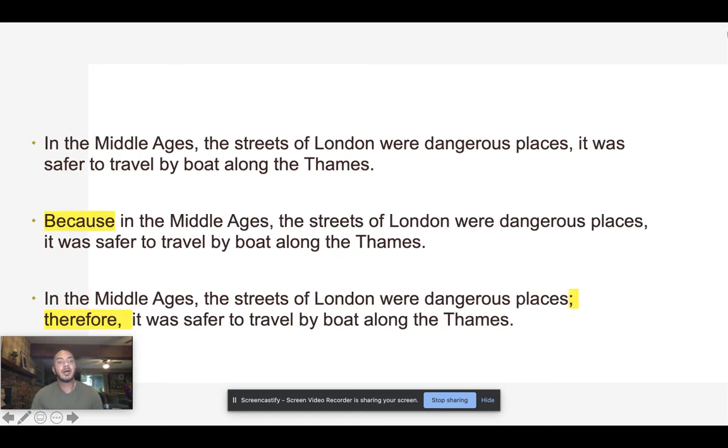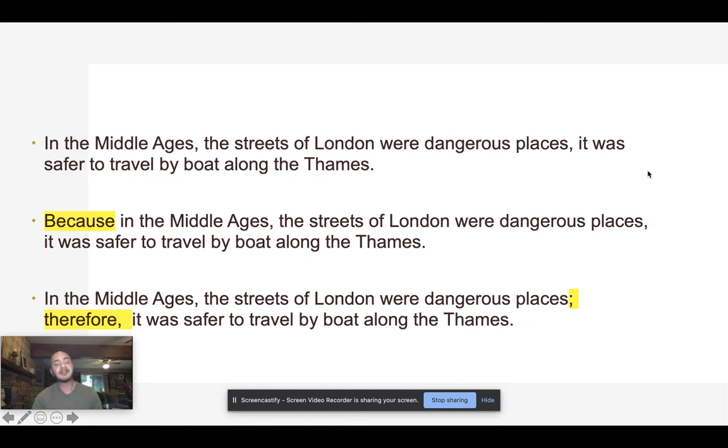Last one that we'll cover. In the Middle Ages, the streets of London were dangerous places. It was safer to travel by boat along the Thames. In this case, we have a comma splice again. We have a subject, which is the streets of London, and you have the verb, which is were, and you have the predicate phrase, were dangerous places. Then on the other side of the comma, we have it is our next subject. Was is your verb. Was safer to travel by boat along the Thames is your predicate phrase. So we do need to fix this one. This is a comma splice.